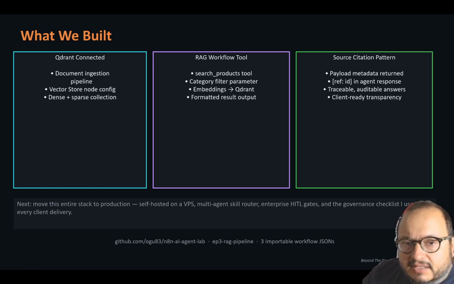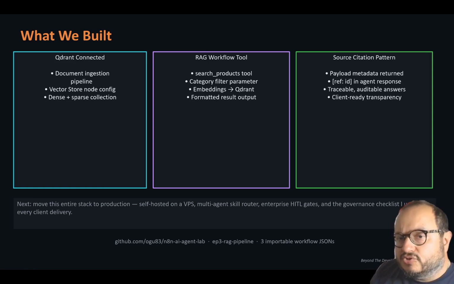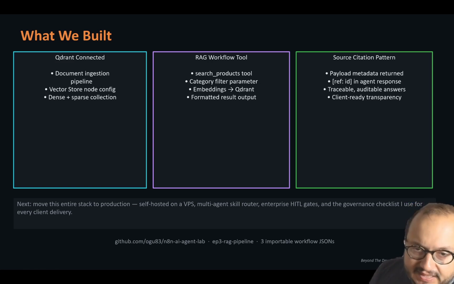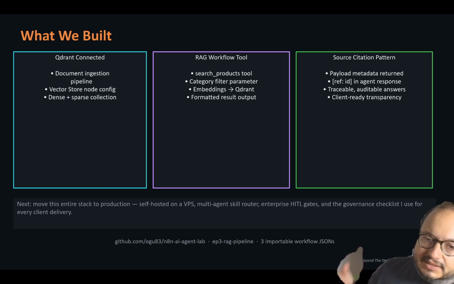We connected the Qdrant products collection from the Hybrid Search series to the n8n agent from episode 2. 3 nodes in a sub-workflow. 1 workflow tool node to wire it to the agent, and source citation as an emergent system prompt behavior. The dense-only trade-off is real. I showed you the HTTP request alternative for when you need the full hybrid pipeline. Both paths are in the GitHub repo. It's below, it's in the description.